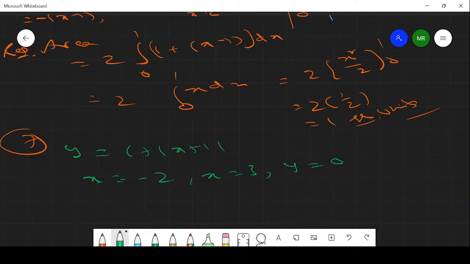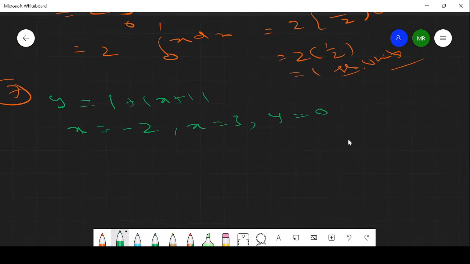Using integration, find the area of the region bounded by y equal to 1 plus mod x plus 1, and the lines x equal to minus 2, x equal to 3, and y equal to 0. In this problem they are asking us to find the area of y equal to 1 plus mod x plus 1.